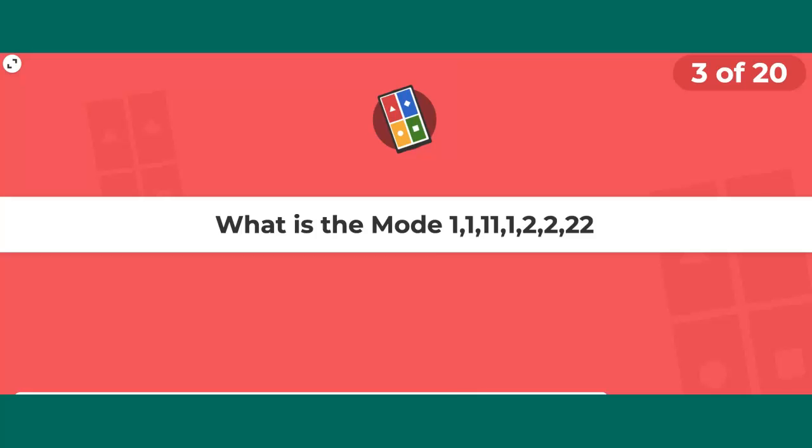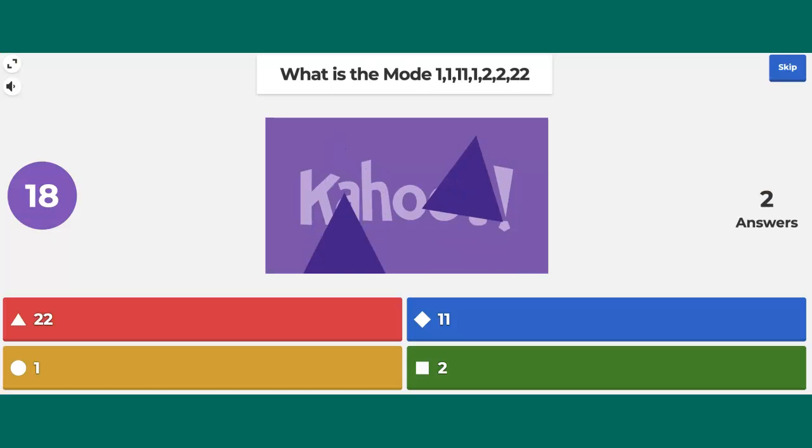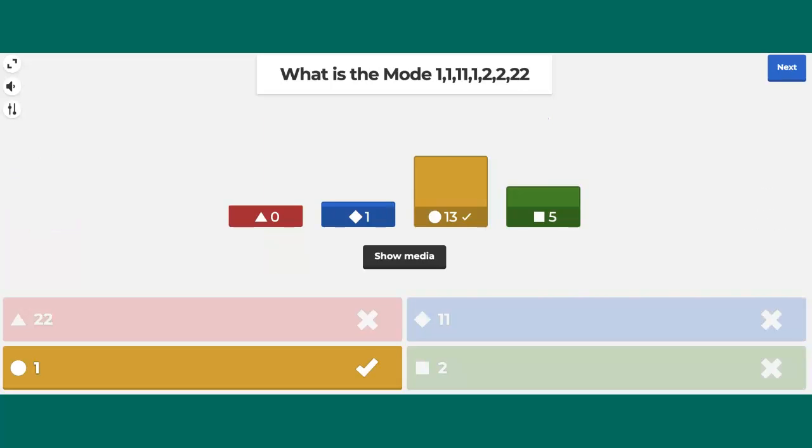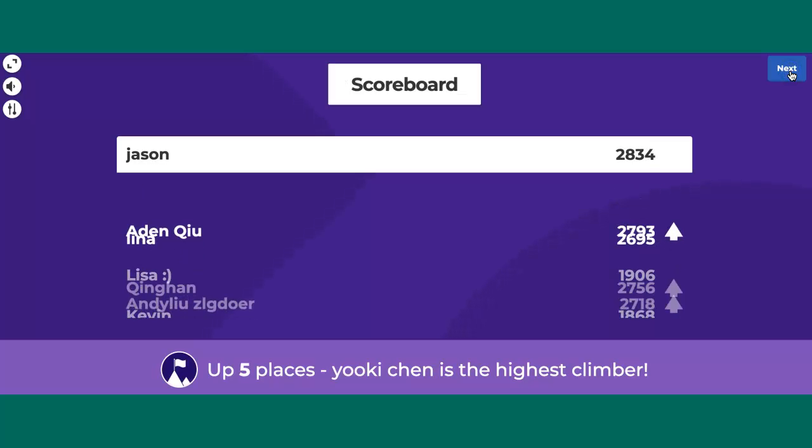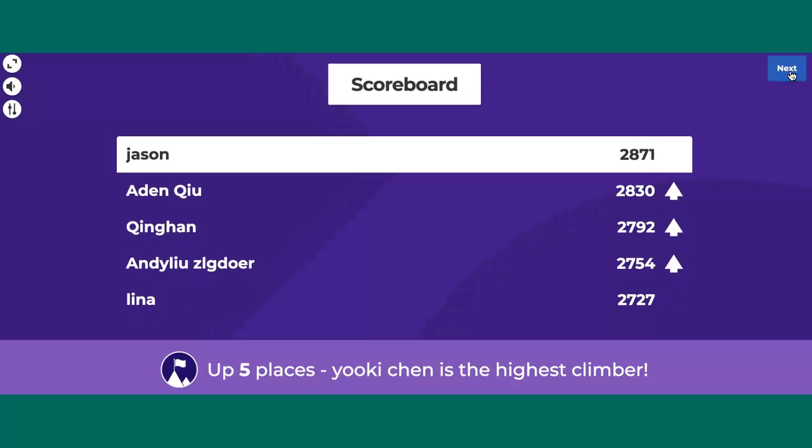What is the mode of 1, 1, 1, 1, 2, 2, 2, 2? What's the mode? Number five, to five people. And there's always one that is off. I couldn't see who's first. Okay, Jason is first and Aiden.